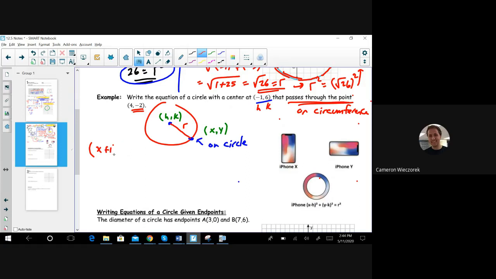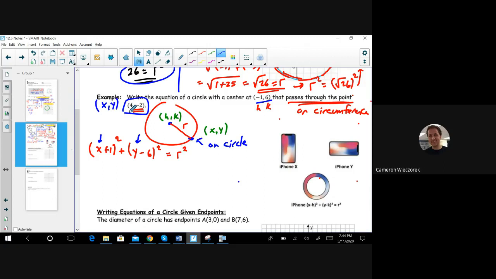So I'm going to make that (x + 1) squared plus (y - 6), change the sign on the center, equals, they didn't tell us a radius, so we're just going to leave this as r squared for right now. But I can plug in for x and y now because I know a point that's on the circumference of the circle. (4, -2) is my xy value I can use to plug in. And that's going to help me solve for r.